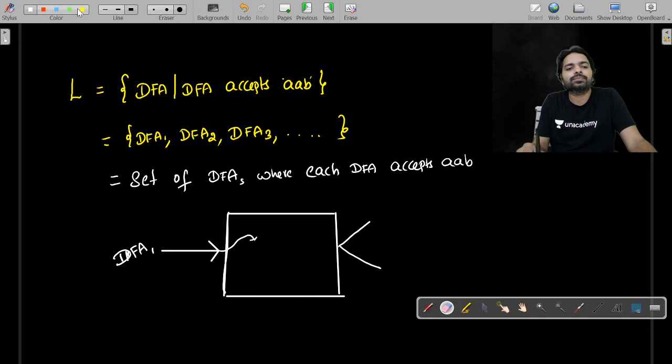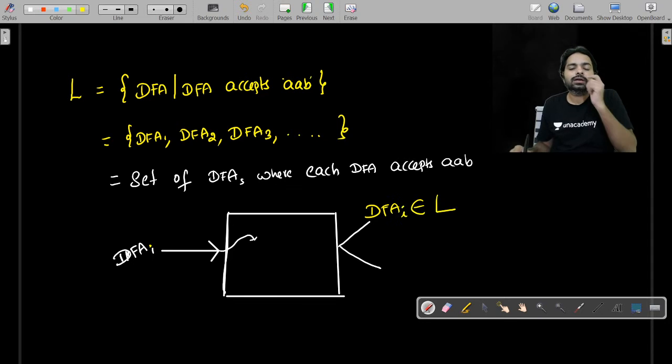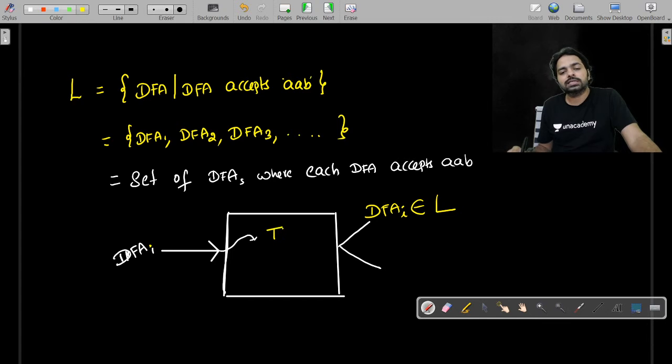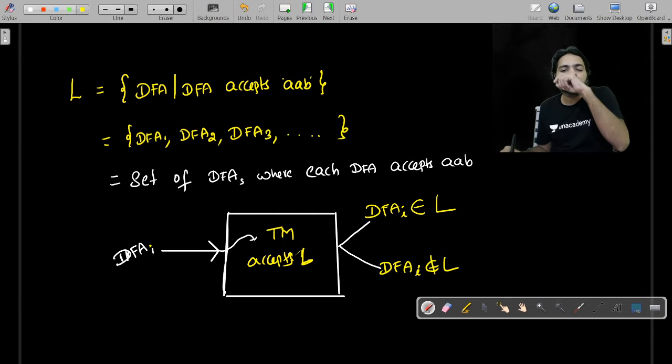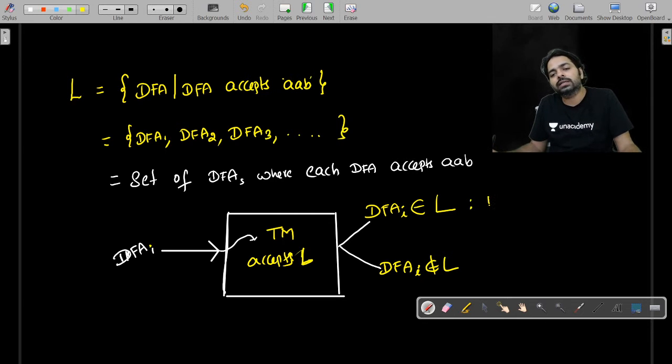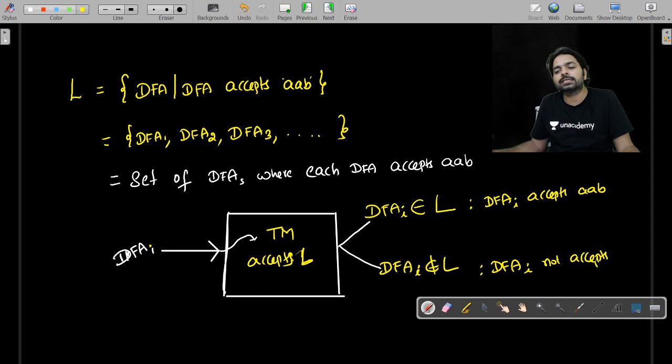What is that, guys? Let's say any DFA I you can give. If DFA I belongs to L, this is the TM that accepts L, but what does L have? DFAs. DFA I belongs to L means that DFA I accepts AAB. That is a valid member. Not belongs to L means DFA I does not accept AAB.